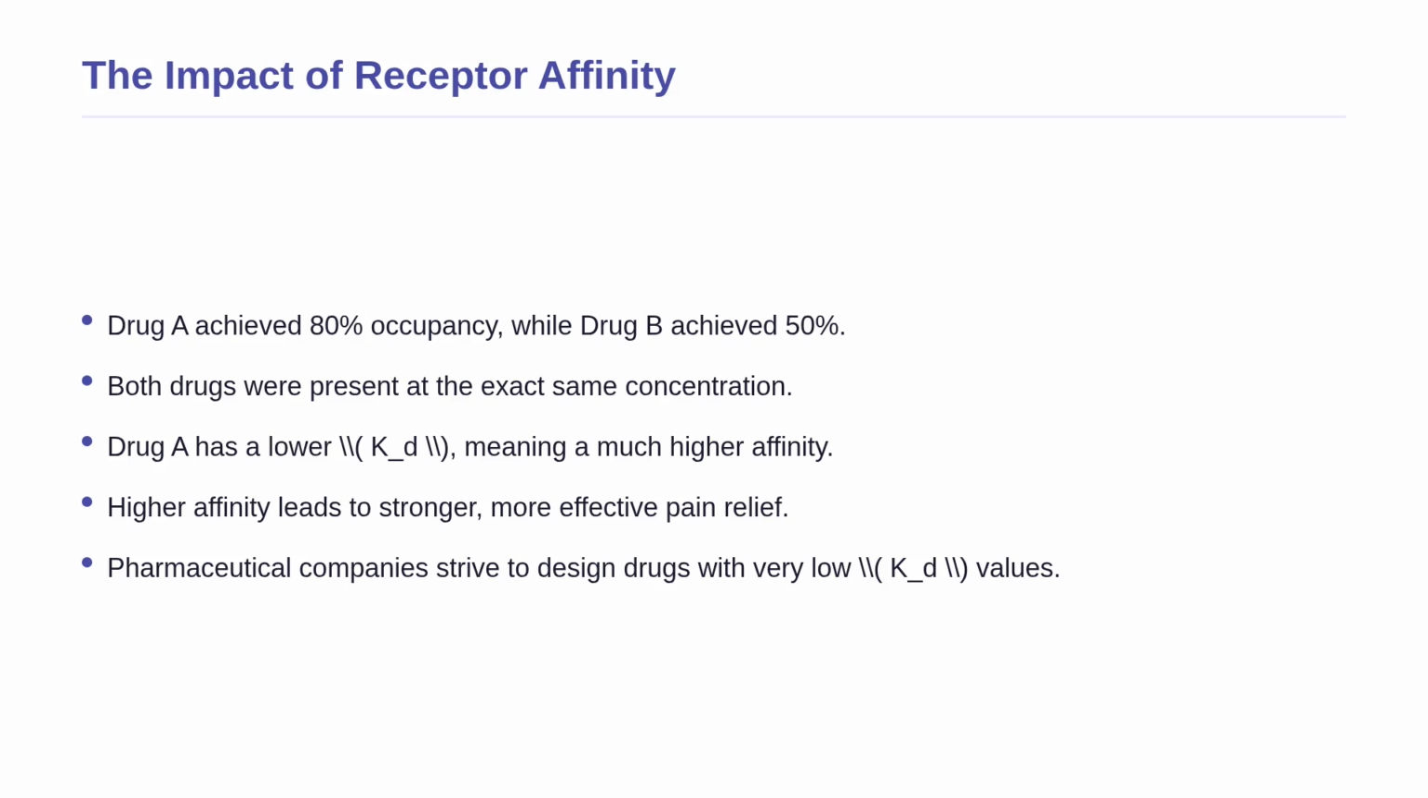Looking at the results of our two calculations, we can draw a crucial pharmacological conclusion. Drug A achieved 80% occupancy, while drug B only achieved 50%, despite both being present at the exact same concentration. This mathematical difference physically means that drug A has a much higher affinity for the receptor than drug B. Because it binds to more receptors, drug A will likely provide much stronger and more effective pain relief for the patient at that specific dose.